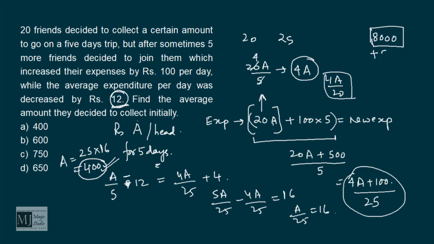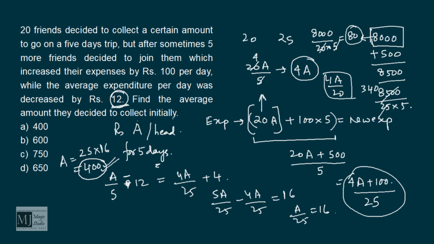Now, due to 5 more coming in, their expenditure increases to 8,500. So initially, what was the average per day? 8,000 divided by 20 into 5, that is 80. Now average per day is 8,500 by 25 into 5. Okay, so 25, 4 into 8, 32 and 2, 34. 340. 340 by 5 would be 68. So initially average was 80, now it is 68. It has dropped down by 12. Bingo. Option A fits in.